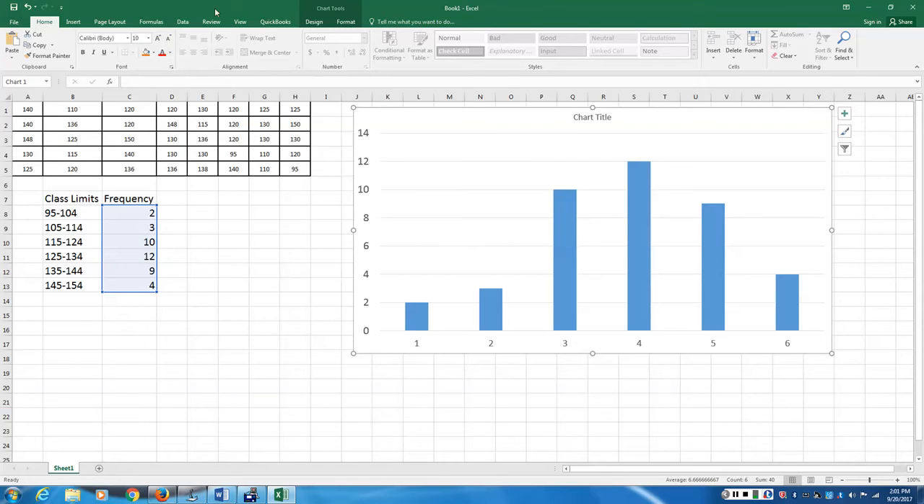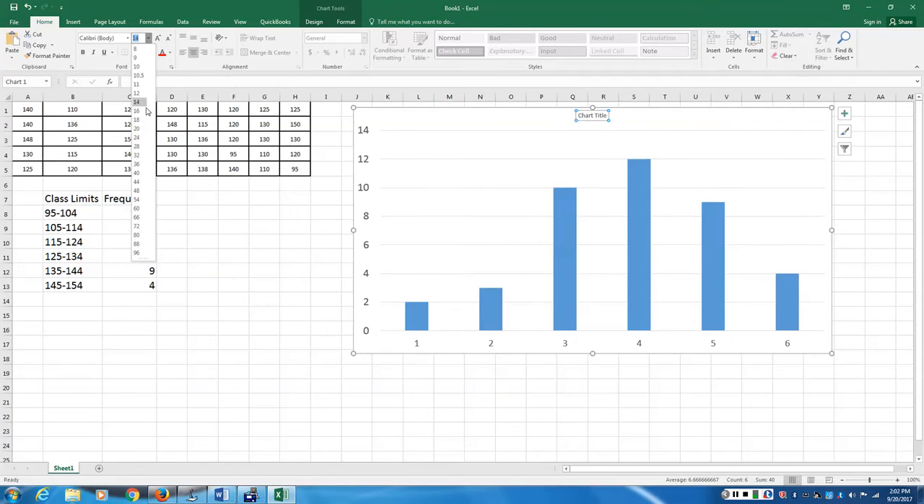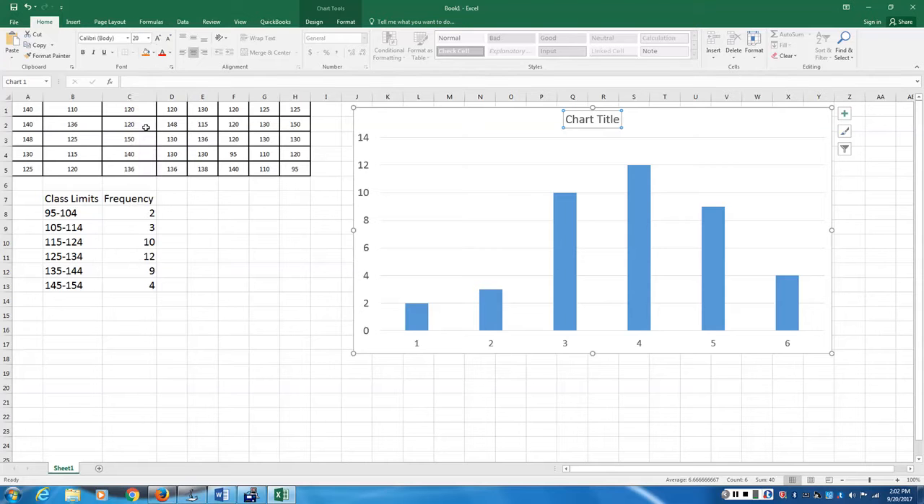Okay, first of all, let's figure a name for the chart. What do you want to call the chart? What's the data itself? What was the sample of? Geyser heights. Old Faithful heights. That tells anybody that's going to look at our chart what they're looking at.